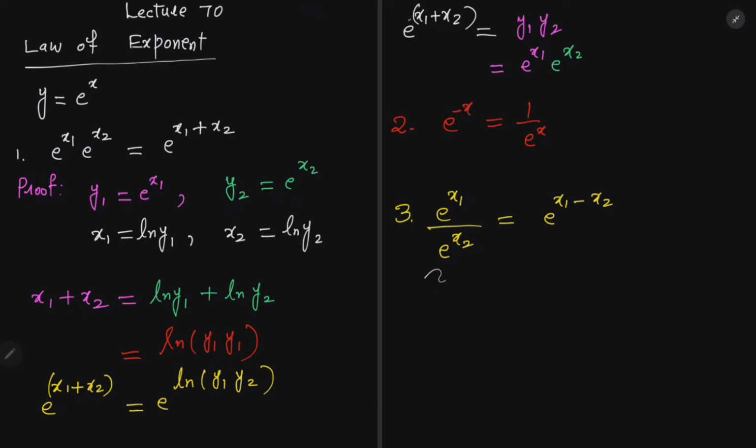The last one is, maybe I write it over here. The last one is e raised to power x1 and the power is r, and this equals e raised to power rx1. This is the law. So how can we prove this law? Let y is equal to e raised to power x1, all raised to r.